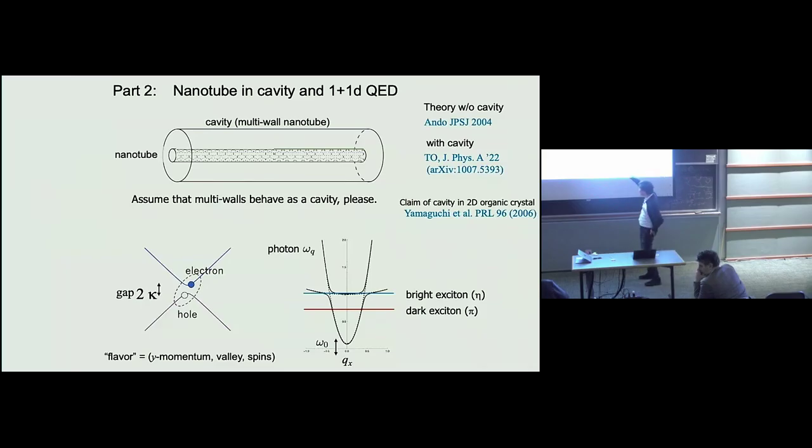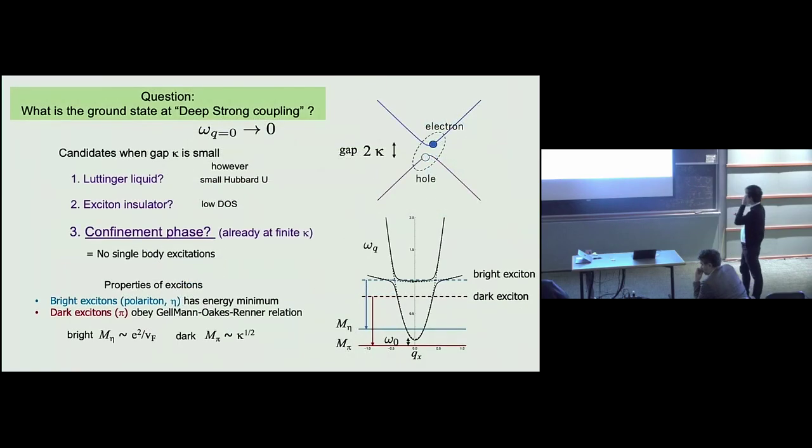We also have this omega naught, so this part. Let's assume that we make this omega naught smaller and smaller, so our photons become massless, so gapless. What would happen in that limit? The question I want to raise here is again a similar question: what will happen if we are in this deep, strong coupling limit, when this photon mass goes to 0 in the cavity? At the same time, to make this interesting, let's also try to close the gap of this nanotube, so make this kappa smaller and smaller as well.